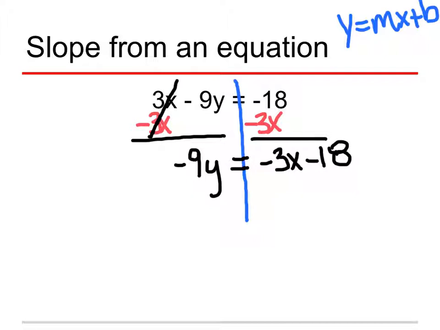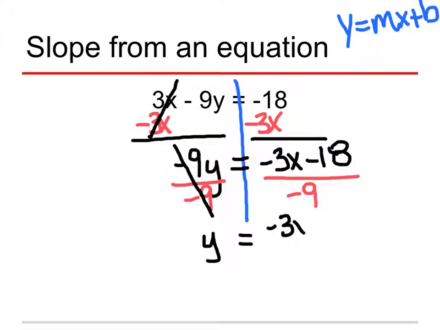With the y now being negative 9, it's being multiplied by y. So we have to divide both sides of the equation by negative 9. We're going to divide the left by negative 9 and the right by negative 9. On the left side of the equation, negative 9 and negative 9 cancel out. We end up with y equals, so we're closer to having y by itself. Now, when I divide two terms by negative 9, I've got to divide the negative 3x by negative 9 and the negative 18 by negative 9. So I'm going to split this up into two parts: negative 3x divided by negative 9 and negative 18 divided by negative 9.